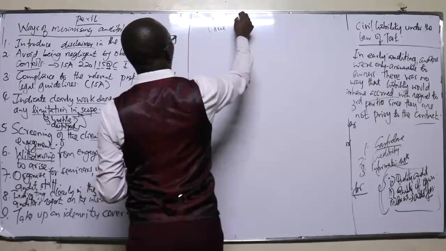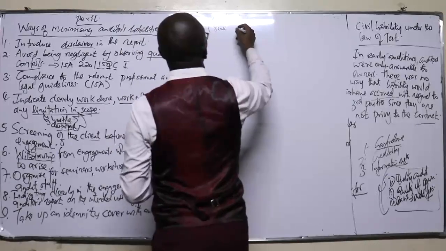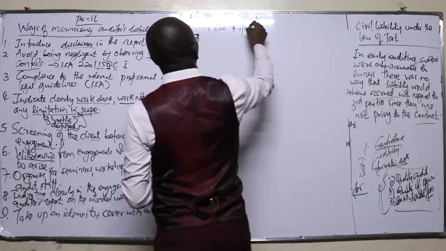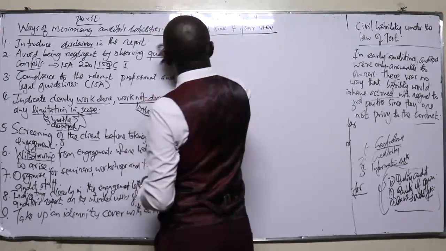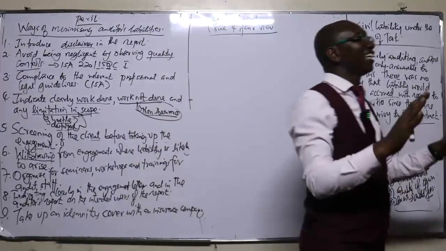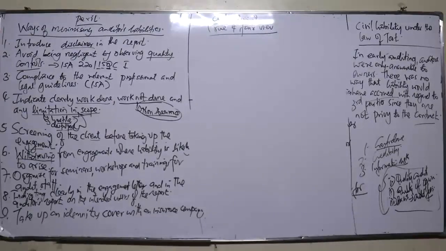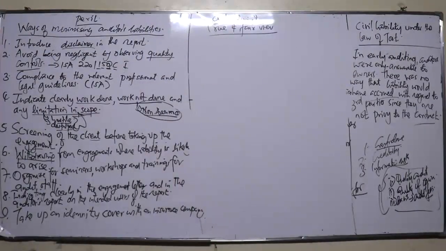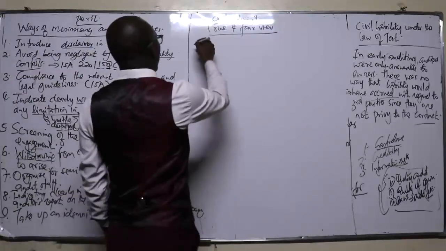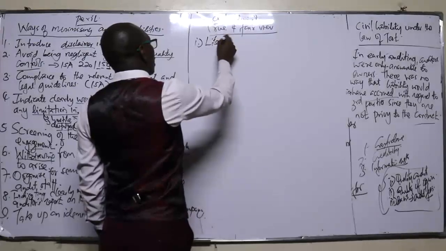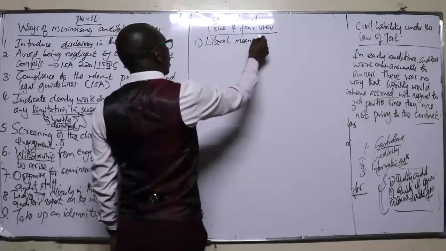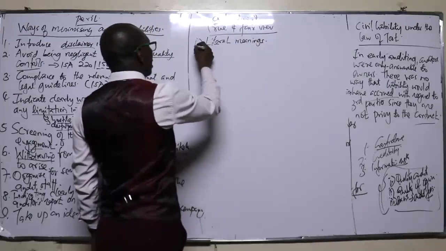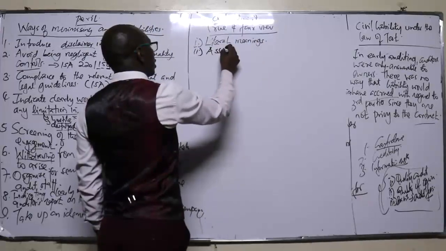Definition. We've really used this definition of true and fair view. Why are we defining it? The Companies Act is silent on what true and fair is. It leaves it to the accountants to define what it is. It does not define it for us. So we define it using two methods. Number one, the literal meanings. And number two, the assertion methodology.